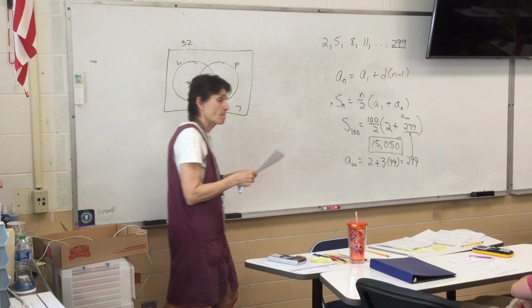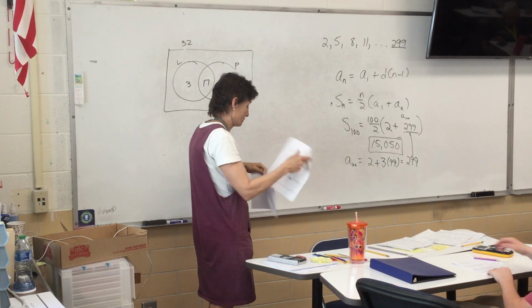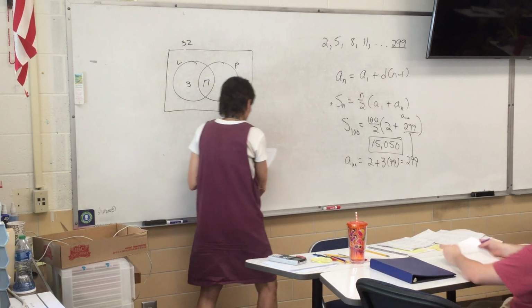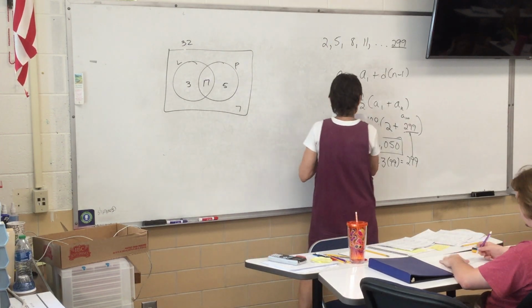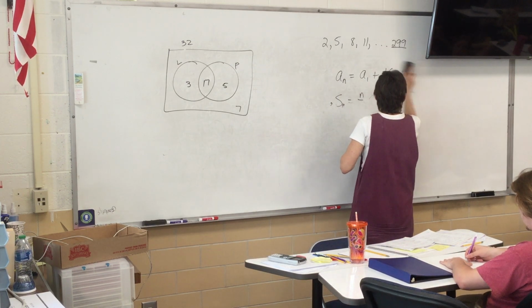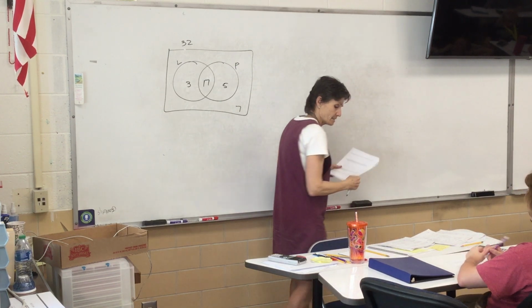Okay, Cadence? Can we do 21 and 22? 21, a 5-card hand is dealt from a standard deck. What's the probability you'll get at least 3 aces? All right, Cadence, what does that mean? At least 3 aces.